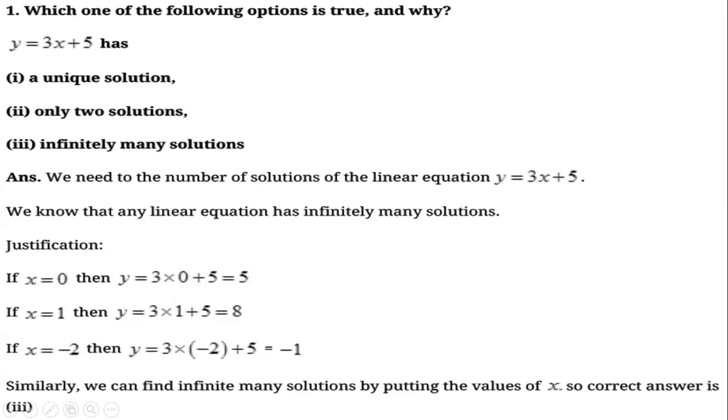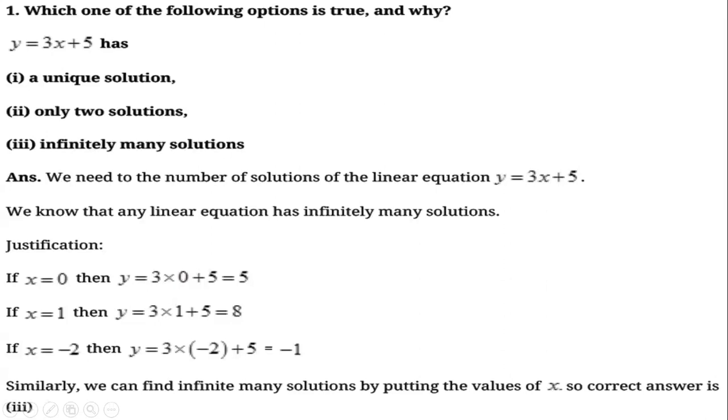If I put the value of x is equal to 0 and solve the equation, all that I'm doing is replacing the value of x with 0 in y is equal to 3x plus 5. When I solve it, I get y is equal to 5. So when x is 0, y is 5. Let me now do it when x is equal to 1. In the same equation, this time x will be replaced by 1.